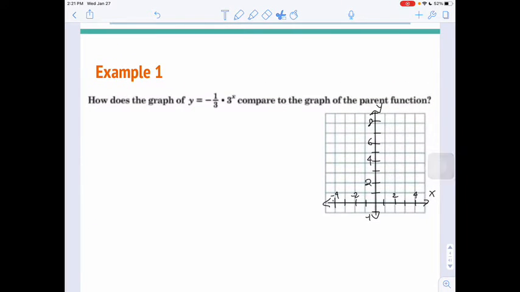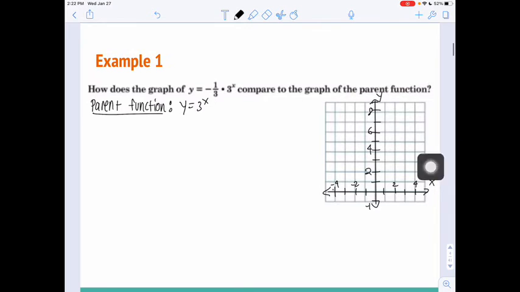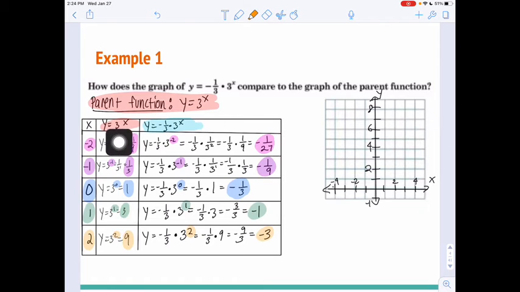Example 1 says, how does the graph of y equals negative 1/3 times 3 to the x power compare to the graph of the parent function? The first thing we should note is that the parent function is y equals 3 to the x power. Next, we can make a table of values for both the parent function and our new function y equals negative 1/3 times 3 to the x power.